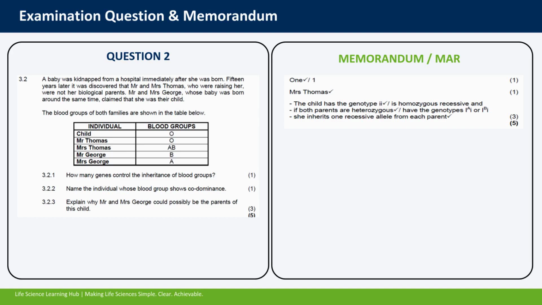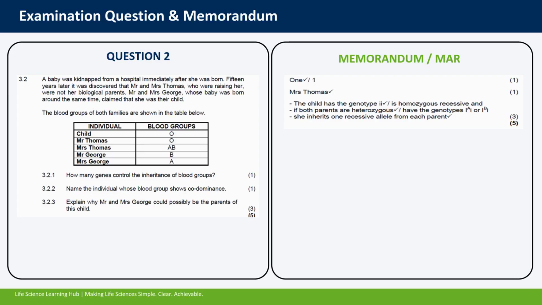A baby was kidnapped from a hospital immediately after she was born. 15 years later, it was discovered that Mr. and Mrs. Thomas, who were raising her, were not her biological parents. Mr. and Mrs. George, whose baby was born around the same time, claimed that she was their child. Now, immediately, this question is trying to test whether we can use blood groups to determine whether the child could possibly belong to Mr. and Mrs. George.